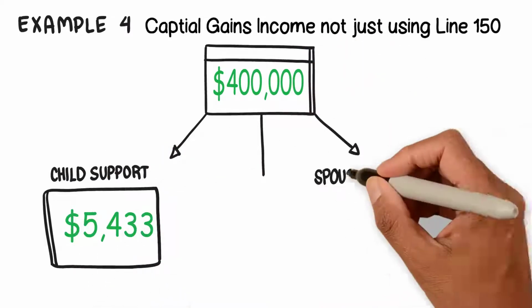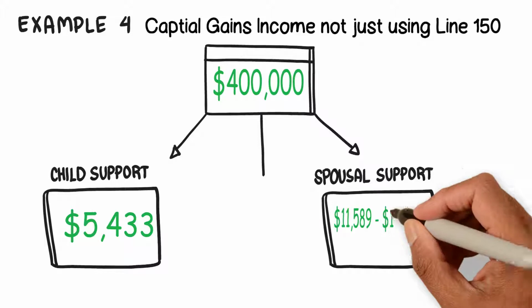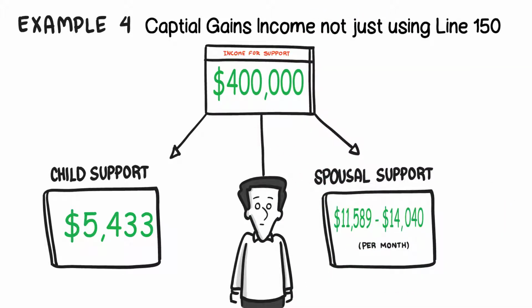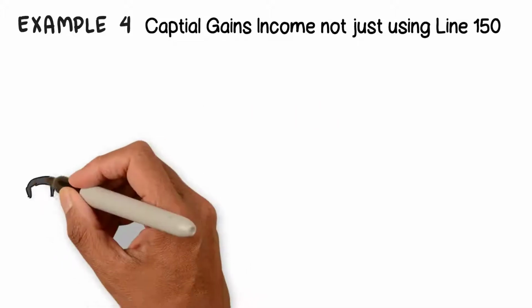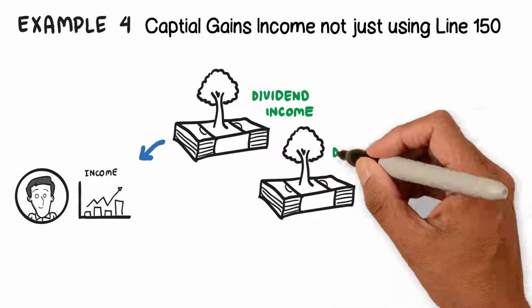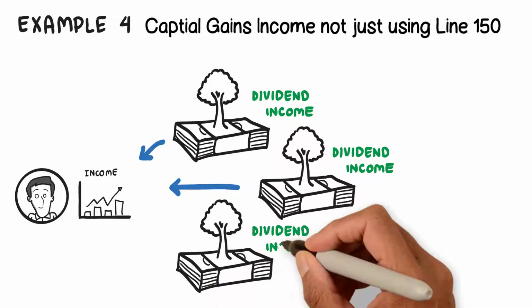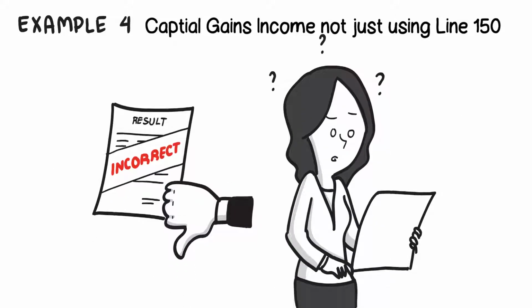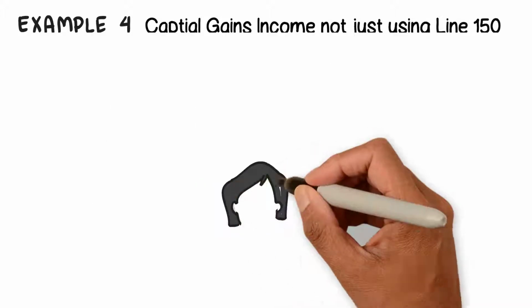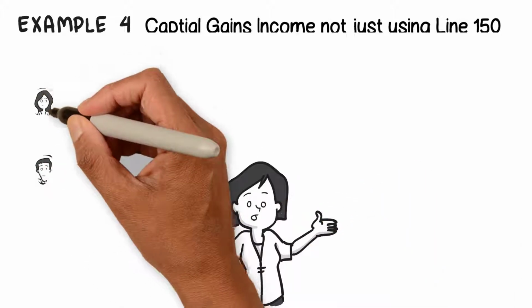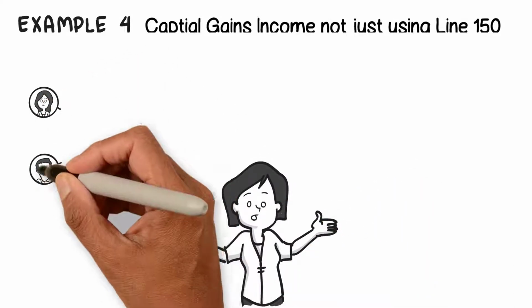Child support would be $5,433 per month, and spousal support would range from $11,589 to $14,040 per month. As with the example where we looked at dividends, the online calculator numbers did not account for the preferential tax treatment of capital gains, but instead treated the inputted income as salaried income. This then creates an incorrect tax rate for income, leading to inaccurate results. Had Josh and Joe used an online calculator, Joe could potentially agree to receive monthly spousal support some $5,000 less than she could perhaps be otherwise entitled to.